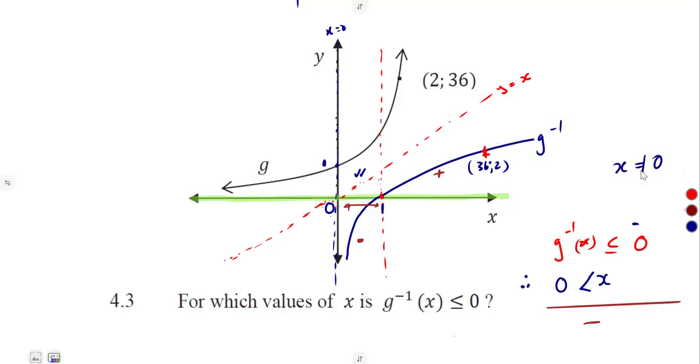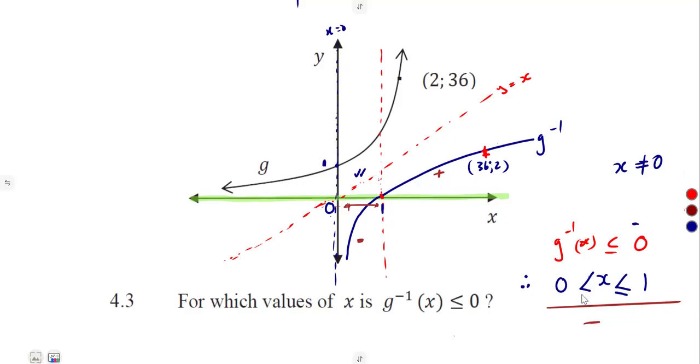X cannot be equal to 0. It's an asymptote, all right? So x must be greater than 0. But when we consider 1, it is less than 1. Is it going to be equal to? 1 is not an asymptote. It is an x-intercept, so that can work. So x can also be equal to 1 because we have got an equal to here. So we can also put the equal to.